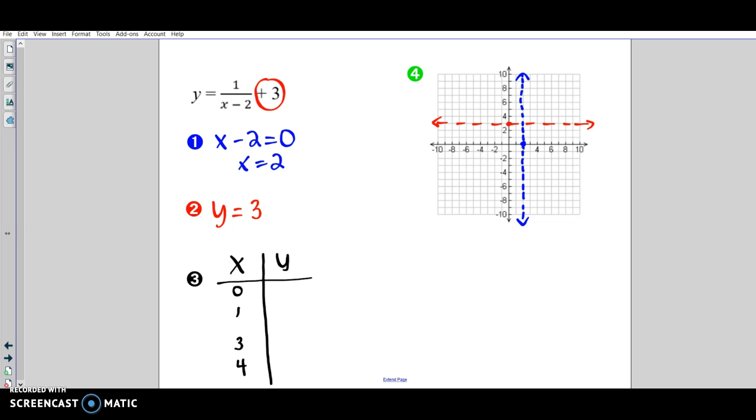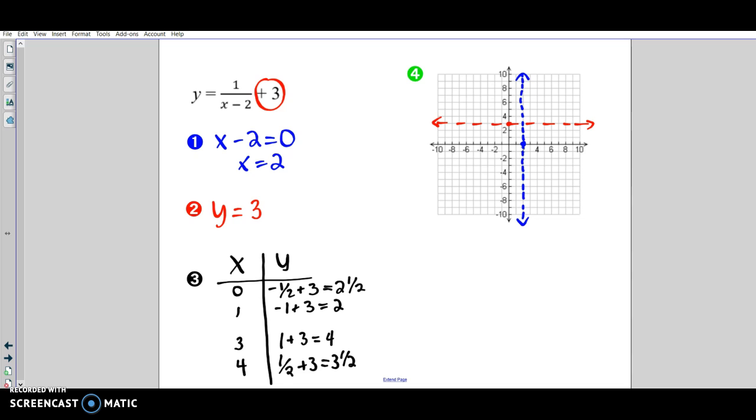So if I plug in those values, if I plug in 0, I'll end up with negative 1/2 plus 3, which would be 2.5. If I plug in 1, I would have negative 1 plus 3, which is 2. Then going above 2, if I were to plug in 3, I'd have 1 plus 3, which is 4. And if I plug in 4, I would have 1/2 plus 3, or 3.5. So let's plot these points and see what we have here.